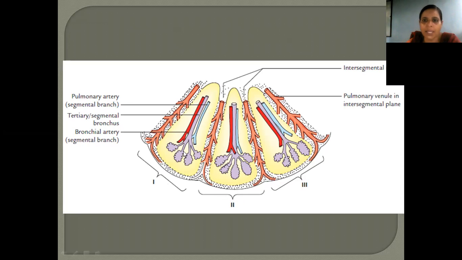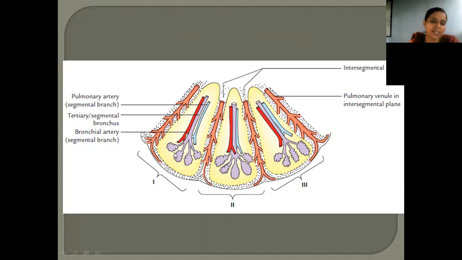So in between the lobes, you have intersegmental planes. So these are intersegmental planes along which you will have pulmonary vein. We know pulmonary vein is the vein which is carrying oxygenated blood. So you draw this well labeled diagram. It looks like a pyramid. Base is this and apex is pointing towards hilum of the lung. So this is base, this is apex.